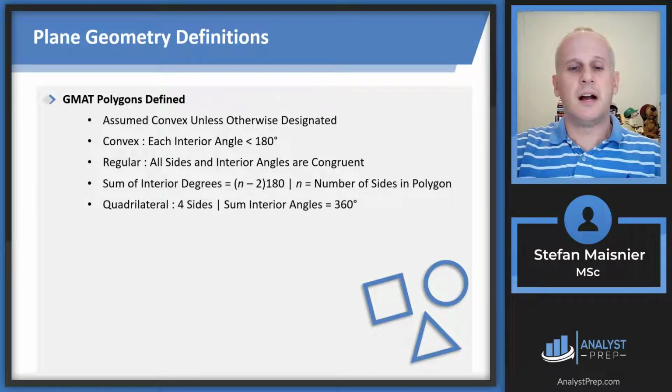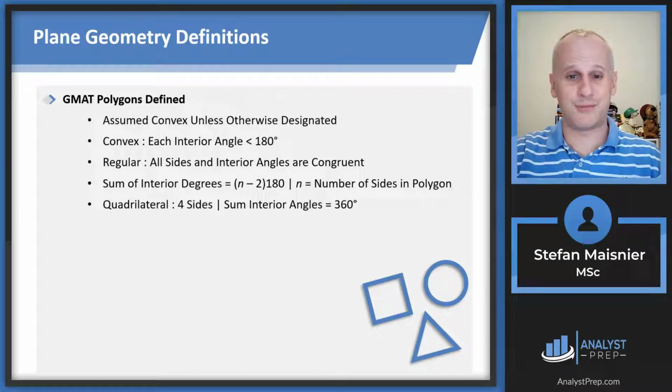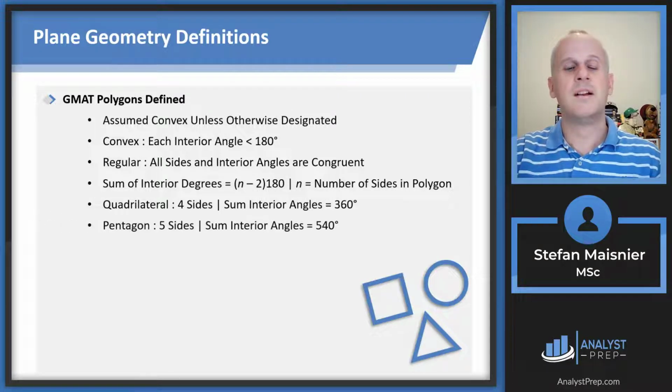So a quadrilateral is our default four-sided shape. We cannot assume it's a square. We cannot assume it's a parallelogram even. We just know that it's a quadrilateral if it has four sides. And the sum of the interior angles is always going to be 360 degrees. A pentagon is going to have 5 sides. And the sum of the interior angles there will be 540 degrees.